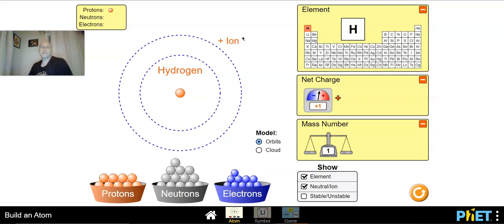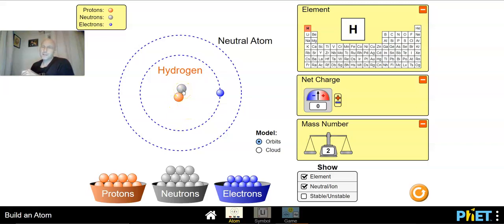It's not balanced. What I want you guys to notice, I'm going to put a neutron in here. Now you notice it still has a +1 charge. However, if I take this electron and put it on here, what do you notice? It says neutral atom. Net charge is 0. Why is that? It's because I have +1 from the proton and -1 from the electron. If you add 1, subtract 1, you are back at 0. Now notice the mass number is 2. Why? Because I have 1 proton plus 1 neutron.